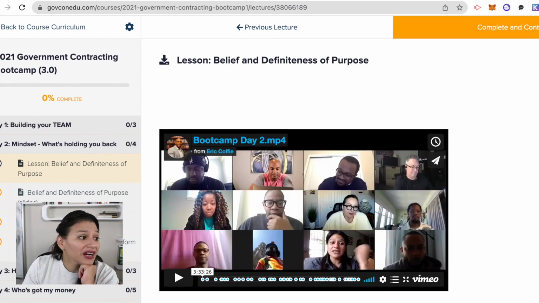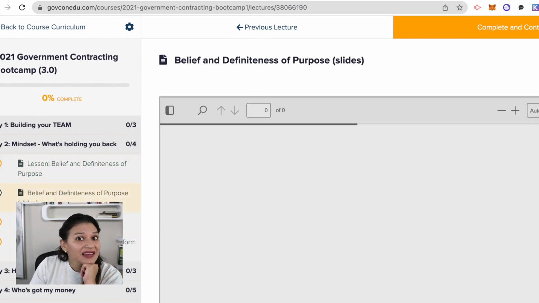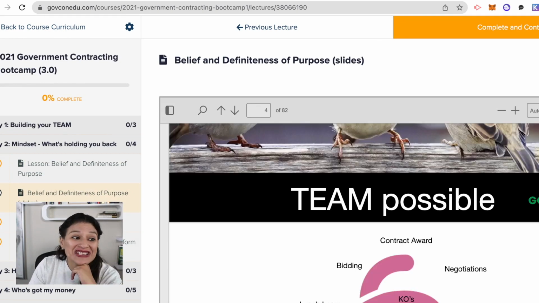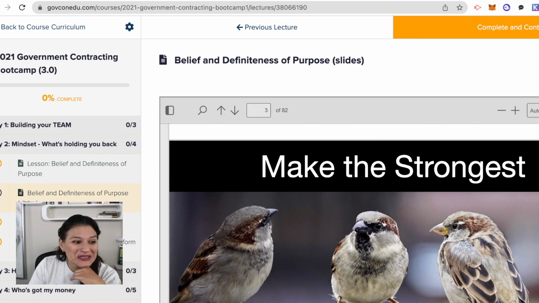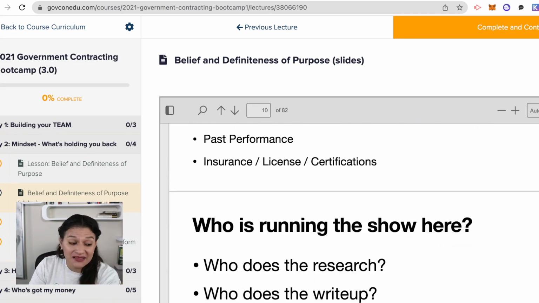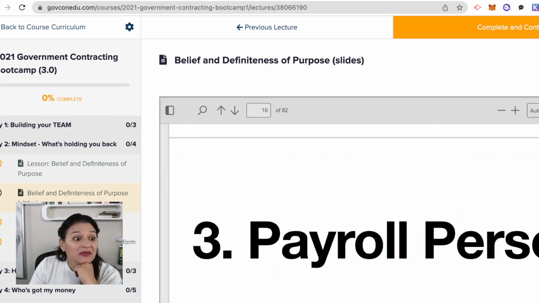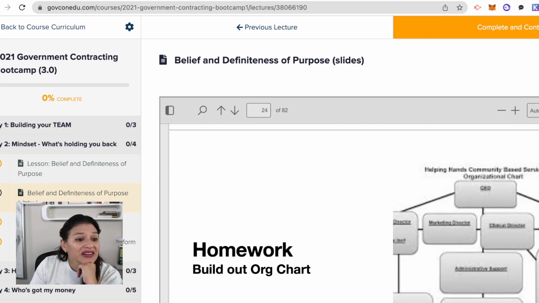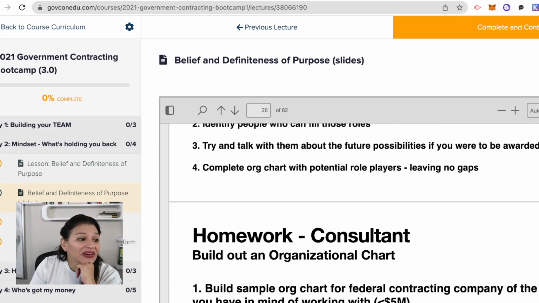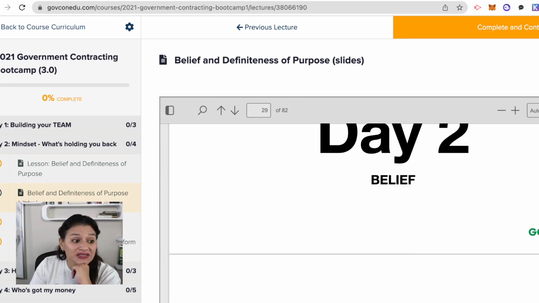So here we are, day 2. Like I said, you're always going to have those slides. The slides here are 82 pages. Yes. Make the strongest team possible, which was your recap, because the day before we did the people that you're going to need. So first you get a recap, and then you're going to start looking at the homework. Did you build your organizational chart?